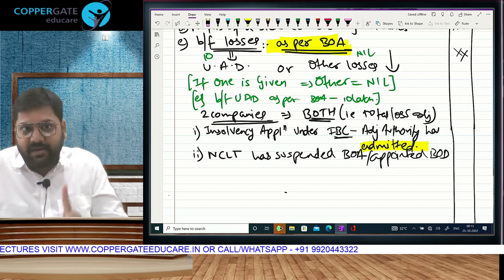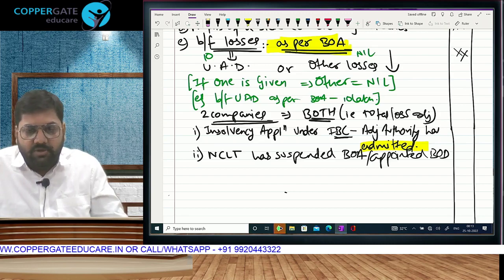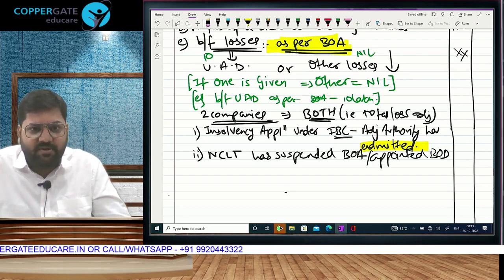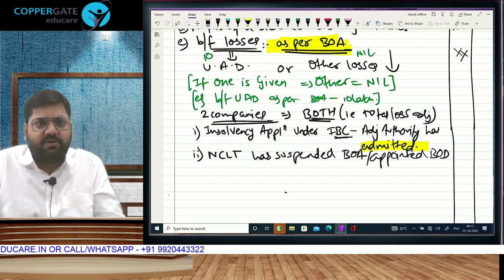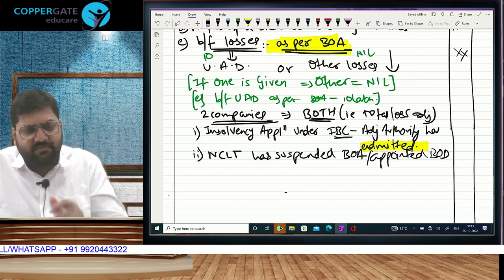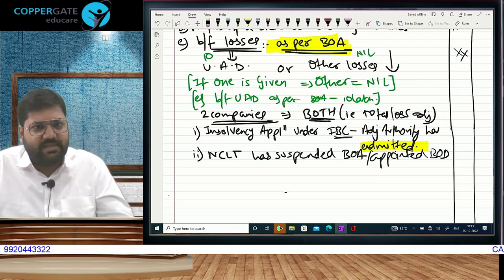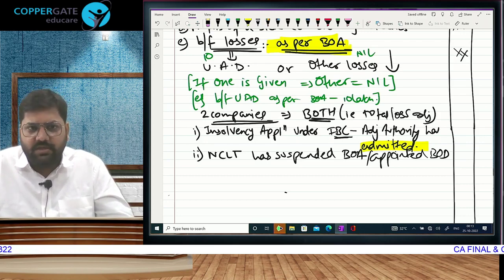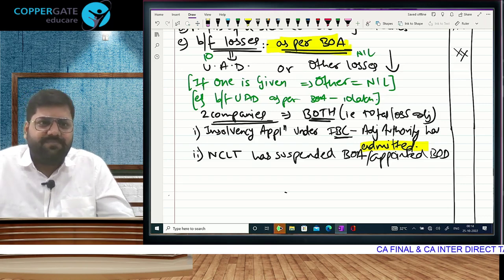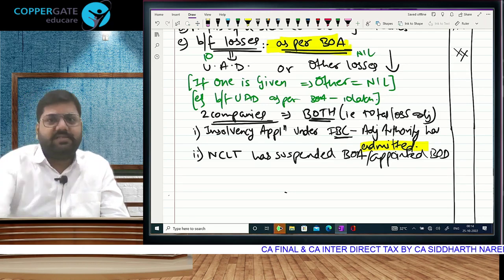Quick recap. As per accounts, because it is accounts, it will be total. We don't have year by year data. So, the same amount will get adjusted again and again. We'll take UAD or other loss, whichever is lower. Normally we get both. We take first business losses, then UAD. But here we have to take whichever is lower. And if only one is given, for the other you directly say zero, whichever is lower, so adjust zero. But there are two companies where you don't have to take whichever is lower, you'll get both. Which are those two companies? First, insolvency application admitted, and second, BOD suspended. Are we clear about the brought forward losses point? Every exam it will come.